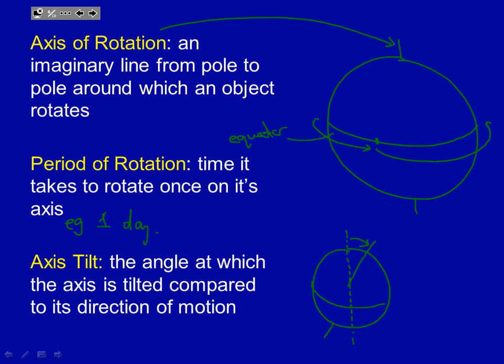For the Earth, does anybody know what the axis tilt is? Anybody know what that value is? It's very important for the Earth. It's what results in our seasons. Yeah, what do you got? You're checking it? Doing a quick search? No? 23.5 degrees. 23.5 degrees. Right? 23.5 degrees.